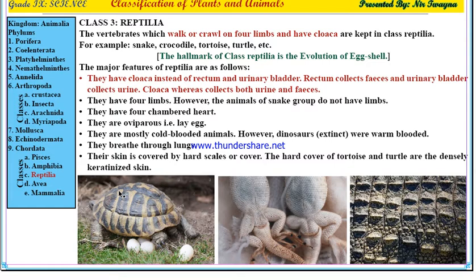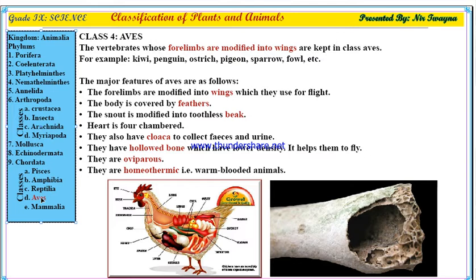Let us go to class Aves. Class 4, Aves. Aves basically are birds. Ave means bird, and the word Aves comes from avian. Avian means those who fly. And even now, the word aviation is in common use. Aviation means the term related to aeroplanes, which fly.